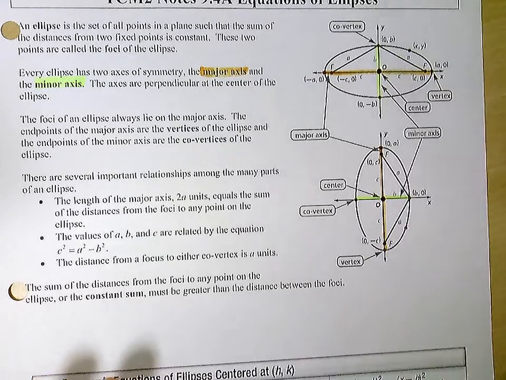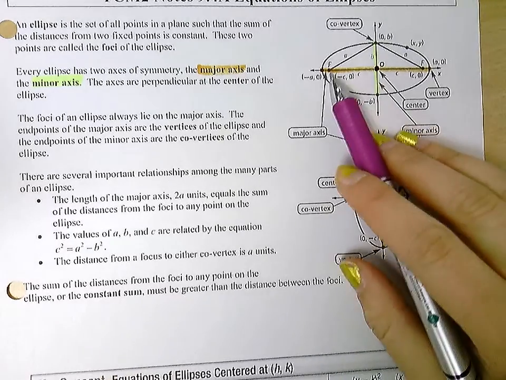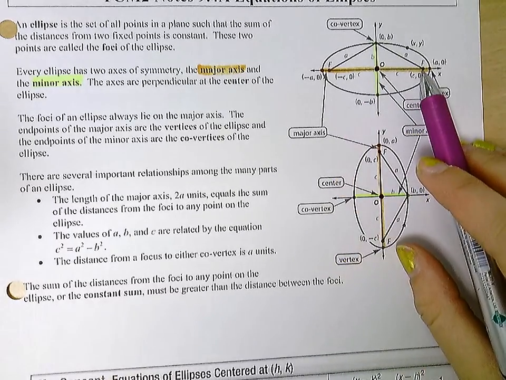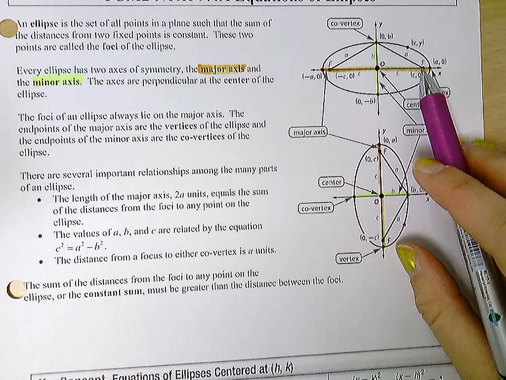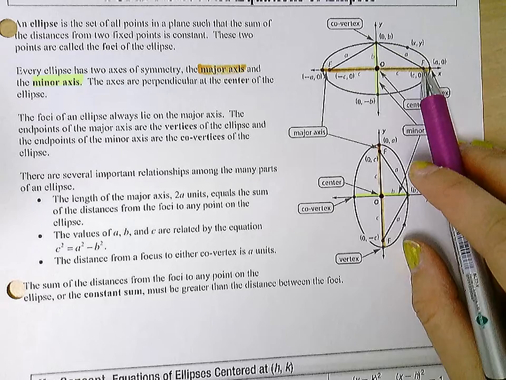The foci of an ellipse always lie on the major axis. So here, quiet and pay attention. Here are your foci points.